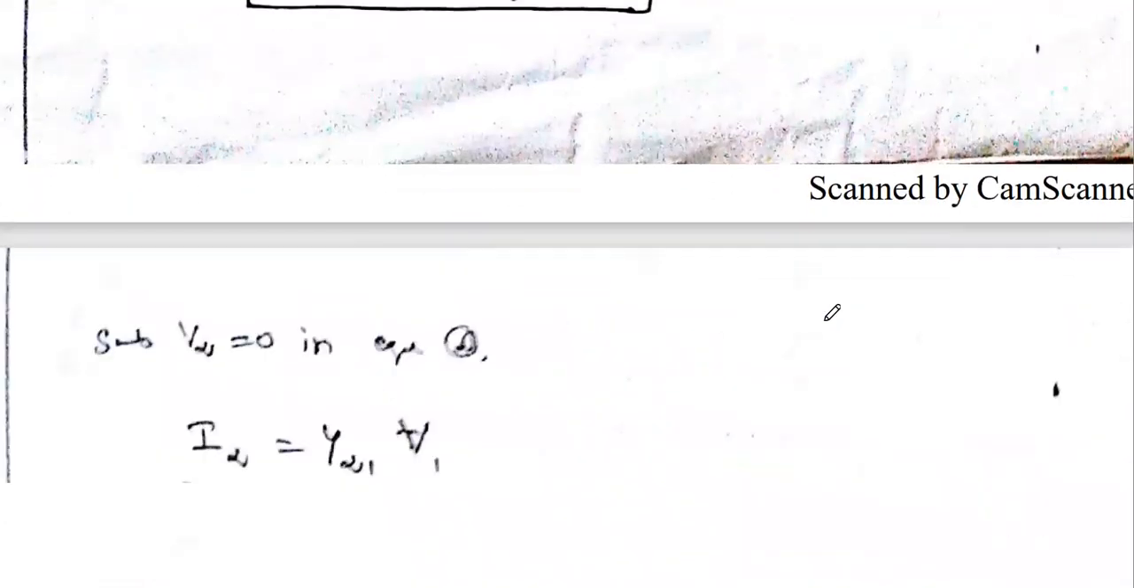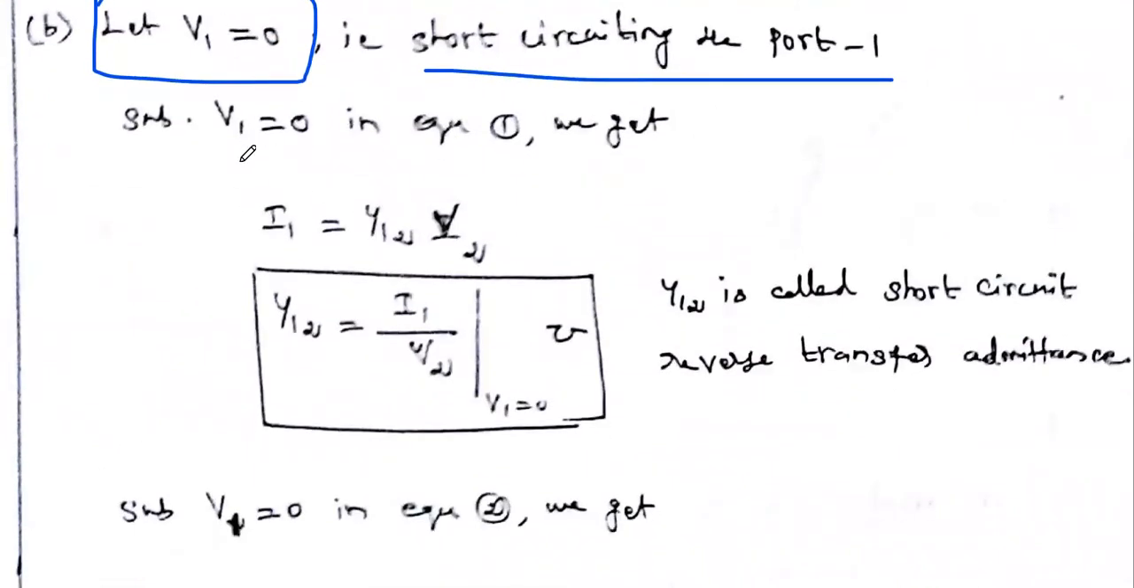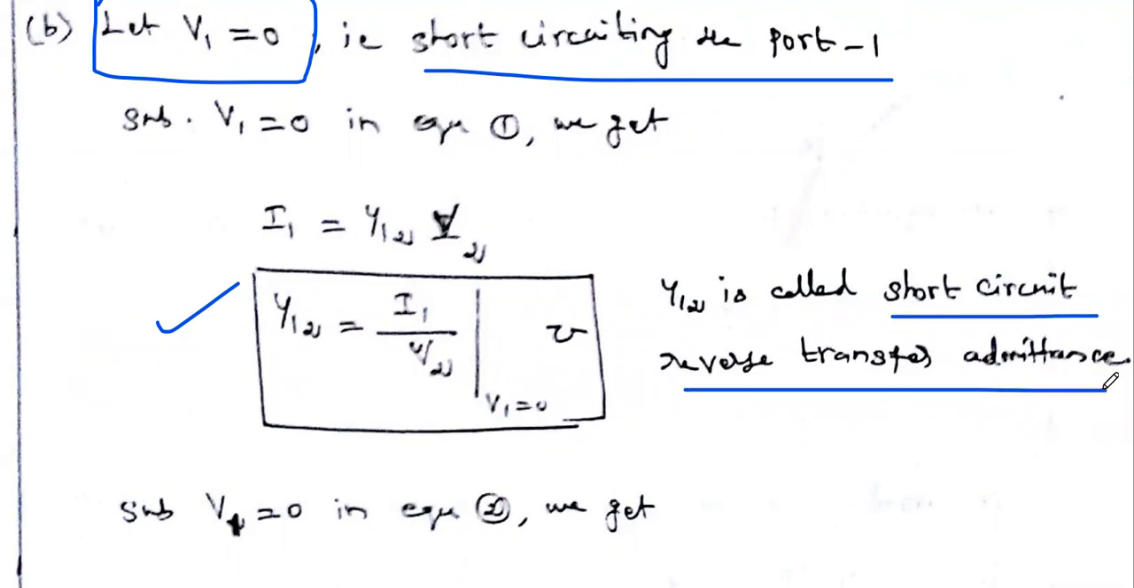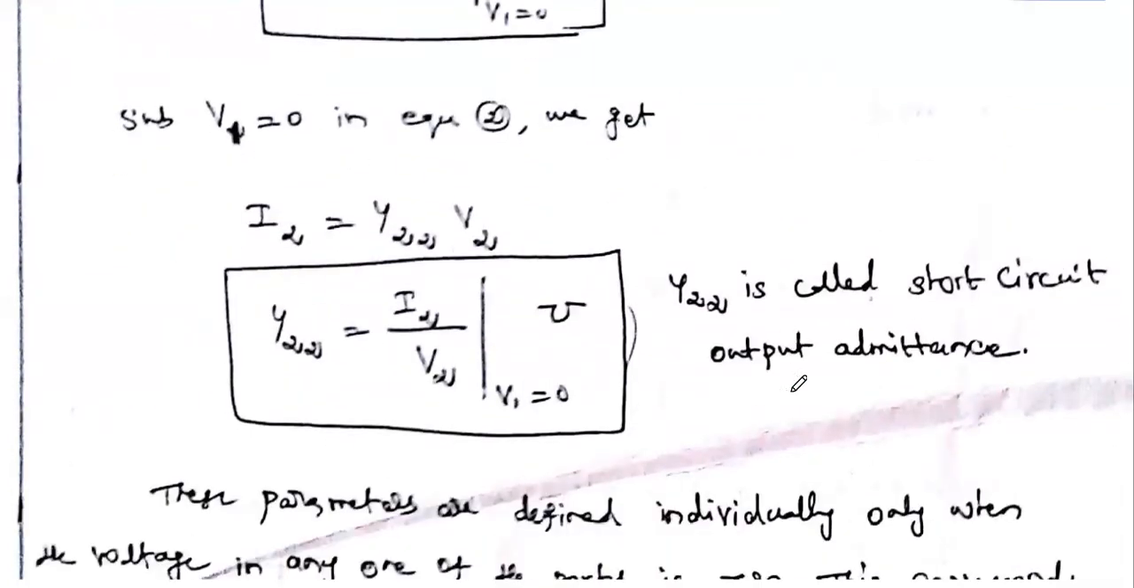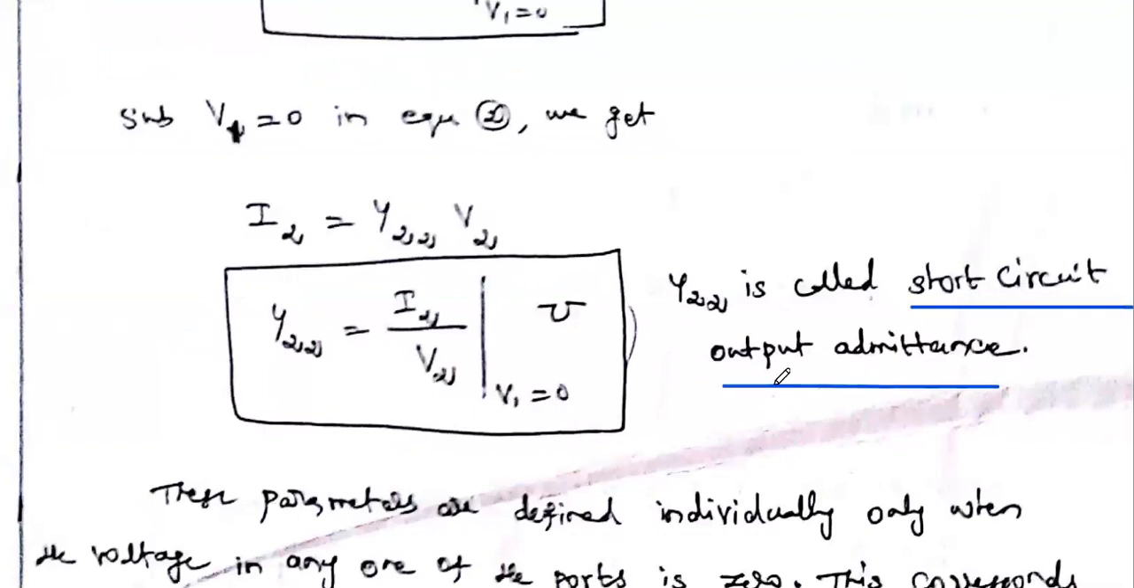So if we make V1 equal to 0, the third parameter Y12 is the ratio of I1 divided by V2, the input current divided by the output voltage. This is said to be the short circuit reverse transfer admittance. Similarly, from the second equation, Y22 equal to I2 by V2, the ratio of output current divided by output voltage with input voltage equal to 0. This is called the short circuit output admittance.